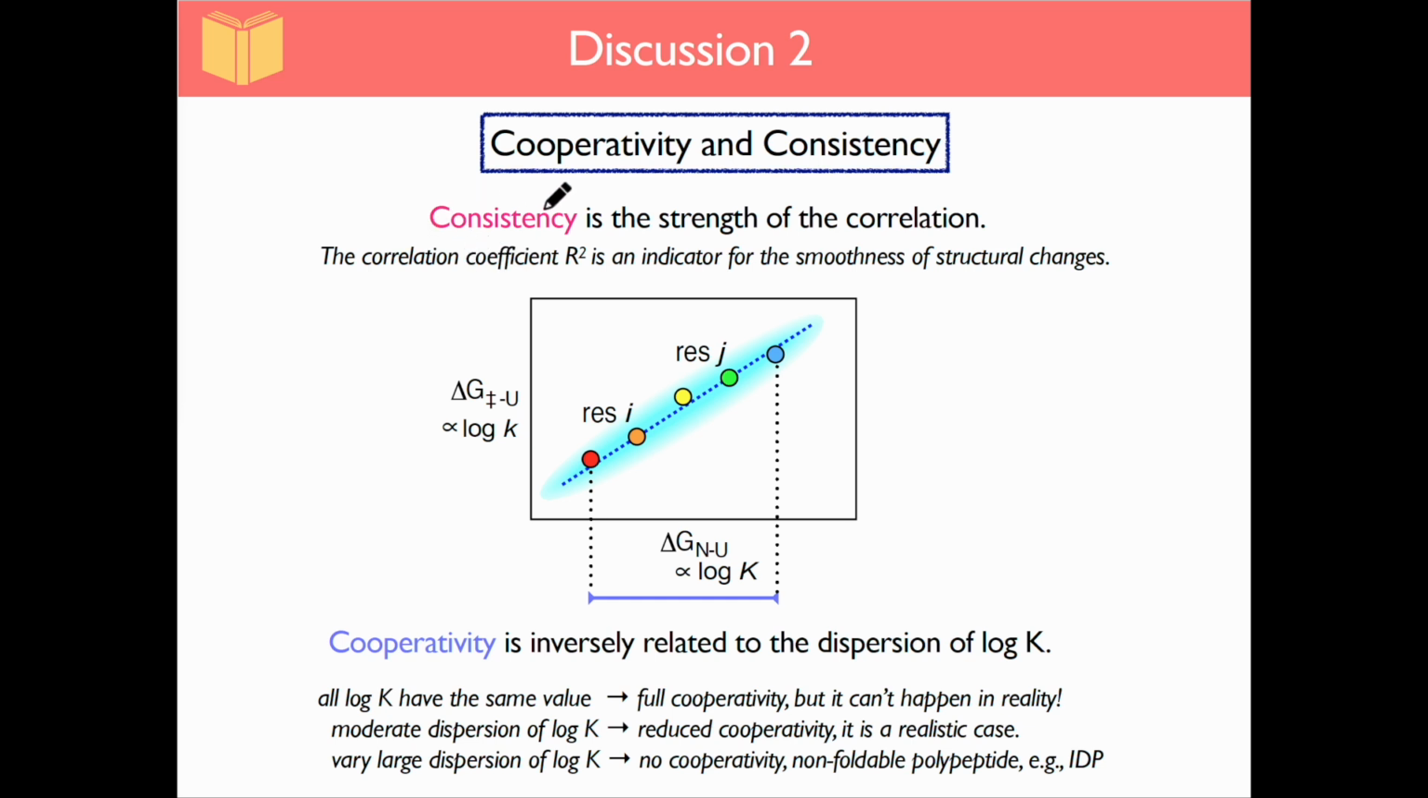And consistency is the strength of the correlation. The correlation coefficient R square is an indicator, not a perfect indicator, but a good indicator for the smoothness of the structural changes. So please remember the smoothness of structure changes.